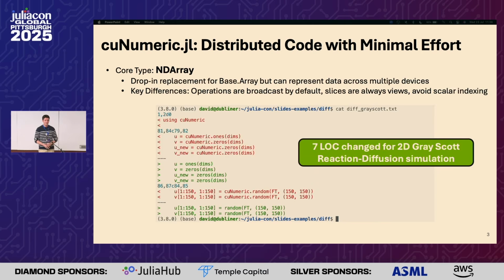And as a sneak preview to prove to you that this is indeed possible, we've implemented the Gray-Scott 2D partial differential equation, and this is the git diff for converting that from a Julia implementation to a cuNumeric implementation that runs on multiple GPUs. You can see the only lines of code we've really changed are just the initialization. So we changed from a Julia array to an ND array, and that was all we had to change to get this running.